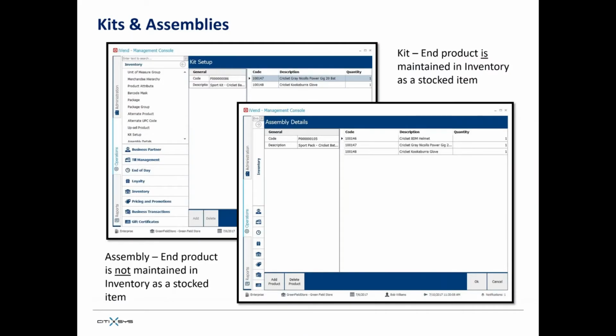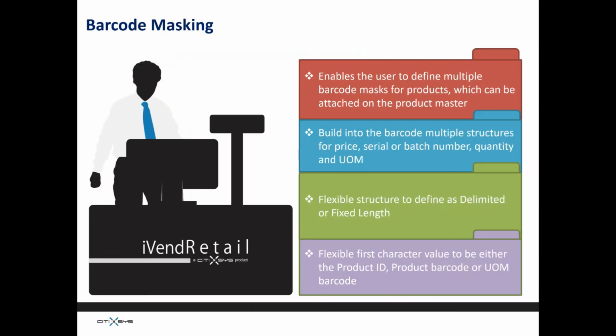Okay, so that's about kits and assemblies. Let's move forward and let's very quickly go into barcode masking. Barcode masking, for those of you who may have never used barcode masking, is mostly when you have scales maybe at your store, and you have like a deli section, maybe fruits and vegetables, that type of items.